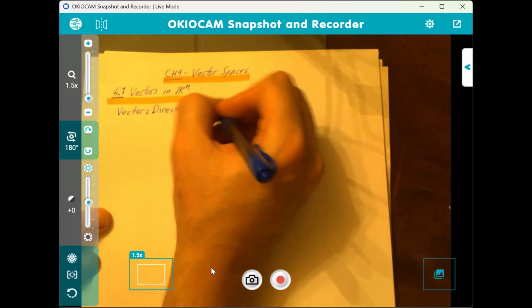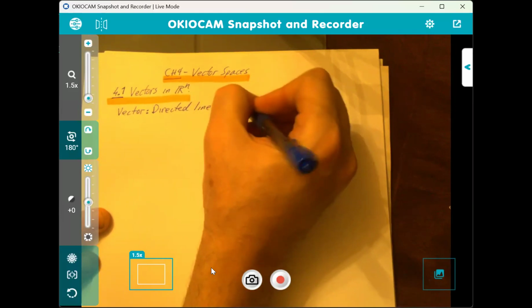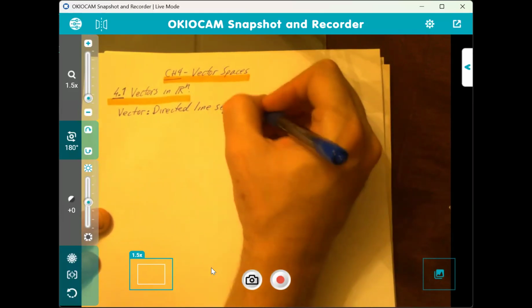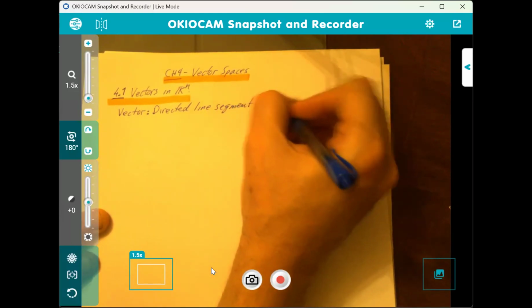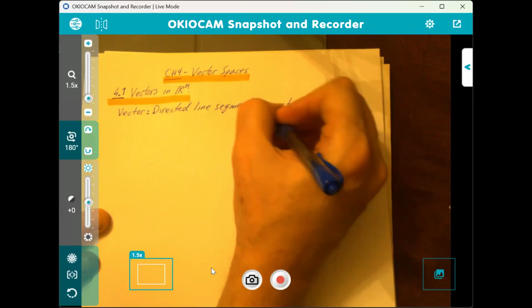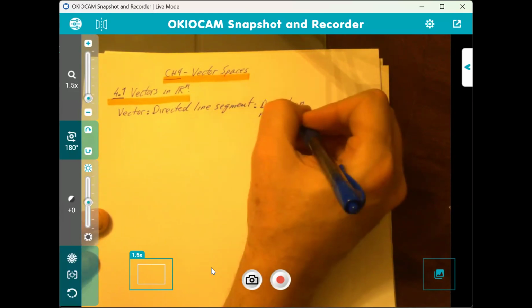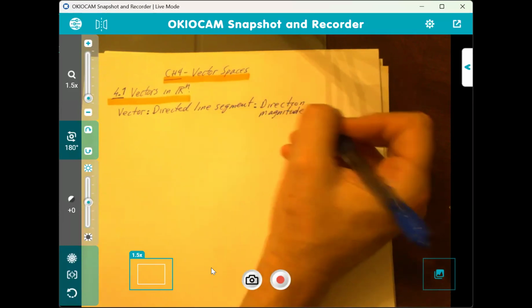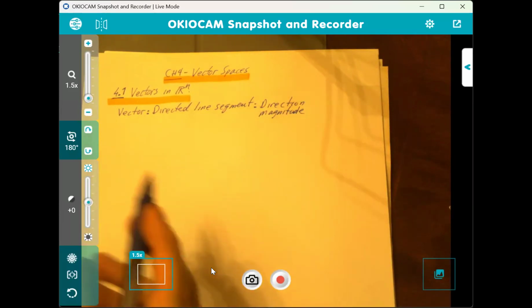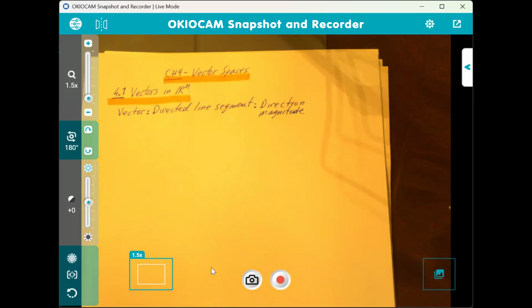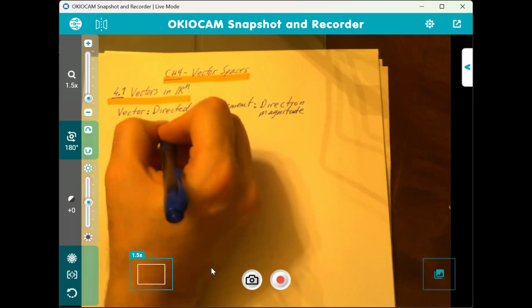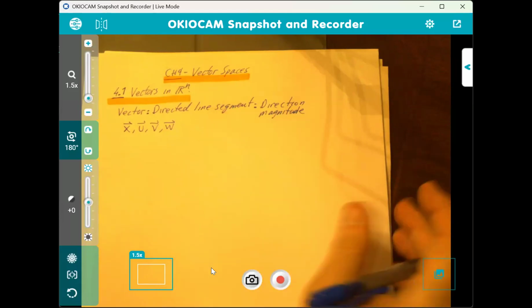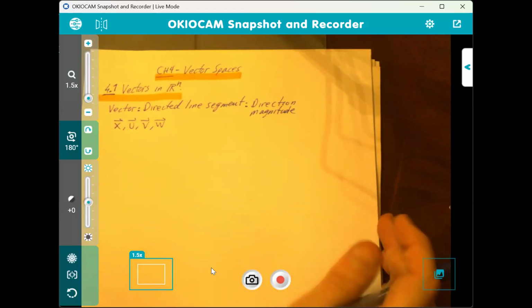A directed line segment. Being a directed line segment, it has both direction and magnitude, right? Those are the two attributes of every vector: a direction and a magnitude. Now, we're going to use lowercase x, u, v, w, pretty much the standard. Your book uses the same letters for the vectors.